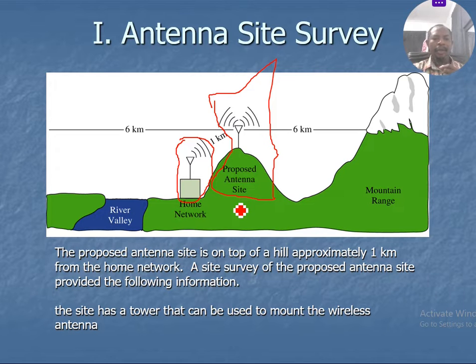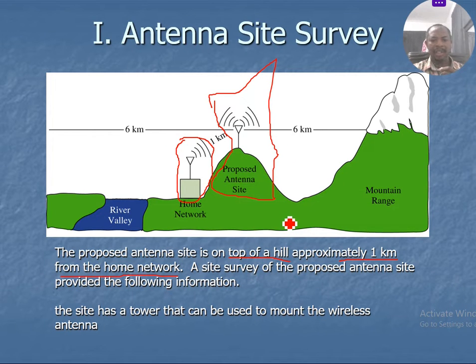Is that okay? Now we say the proposed antenna site is usually put on top of a hill, approximately 1 kilometer from your home network. Is that okay? Now a site survey of the proposed antenna site provides the following information. Let's take a look at what you would come up with if you carry out a proper site survey of an antenna site.